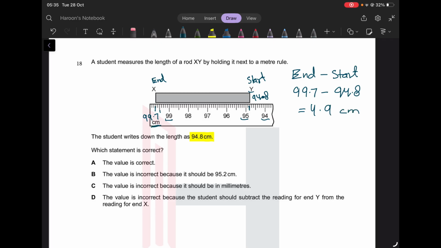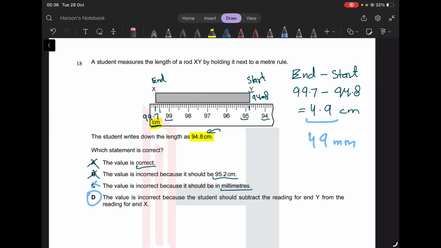Now let's have a look at the options given to me. The value is correct. Is the length 94.8? Not really. It should be 4.9. A is out. The value is incorrect because it should be 95.2. No, it should be 4.9. So B is out as well. The value is incorrect because it should be in millimeters. No, they have specifically given centimeters over here. It should be in centimeters. In millimeters, it should be this value multiplied by 10. So basically 49 millimeters. So C is out as well.